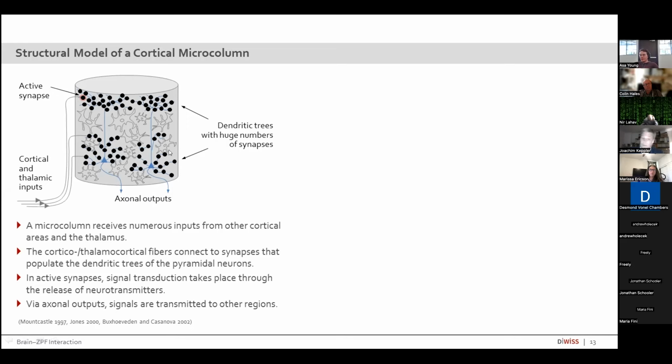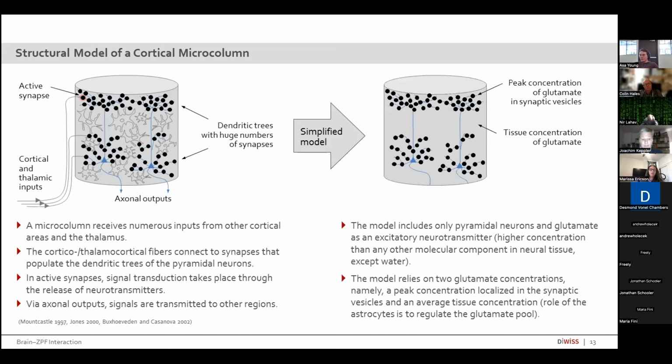And this is still a complex model of a cortical microcolumn. This can, however, be translated into a more simplified model of a microcolumn, which includes only pyramidal neurons and glutamate as an excitatory neurotransmitter. And this is a very good first approximation of such a model. And why? Because the concentration of glutamate is significantly higher than the concentration of any other molecule in the brain, except water.